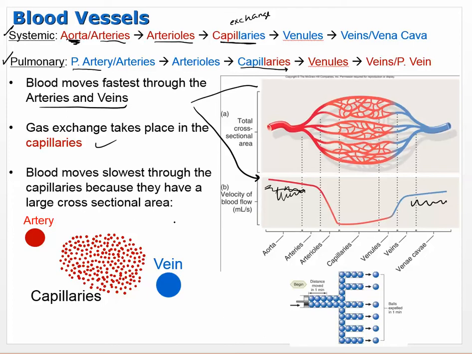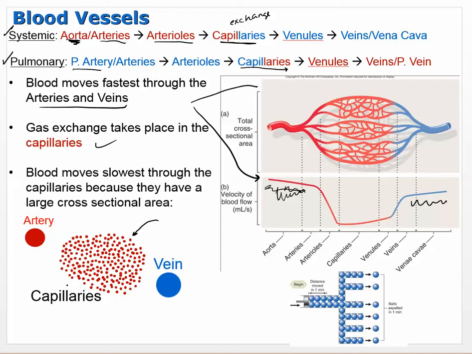So that's where exchange takes place in the capillaries, and blood moves slowest through the capillaries because they have a large cross-sectional area. If you were to cross-cut all of the vessels, measure from one end to the other and add all of that together, you would see that capillaries would be huge. Even though each individual capillary is tiny, when you put them all together, that cross-sectional area is enormous.